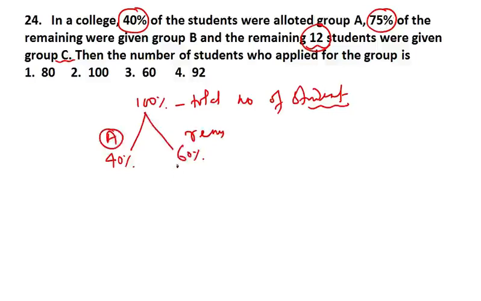75% of the remaining means 70, from this 75%, 75% is how much? This is going to be 45%, okay. Now this 45% is given to group B. I hope this point is clear. And remaining, now remaining 12 are given to group C, okay.